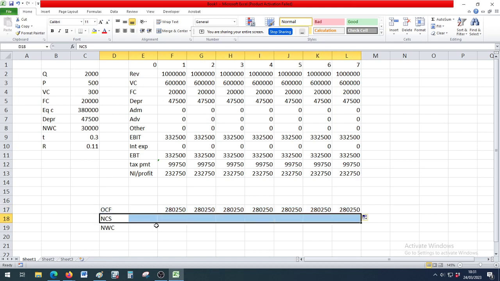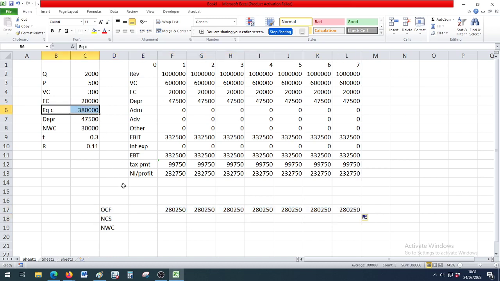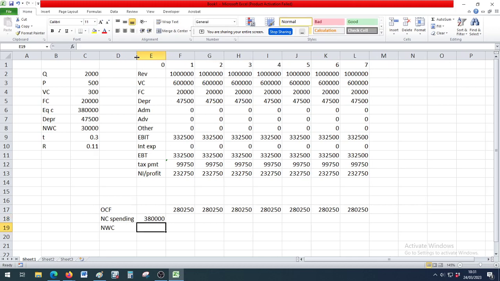Net capital spending. Well, at the beginning, we need to buy this equipment, right? So we have a net capital spending. We don't need to make it negative because the spending is already in the name. So that's 380,000. Okay. In today's material, you will learn about the salvage value. That's the price of selling this equipment back to the market, in which case selling is opposite of spending. That will be negative value over here.